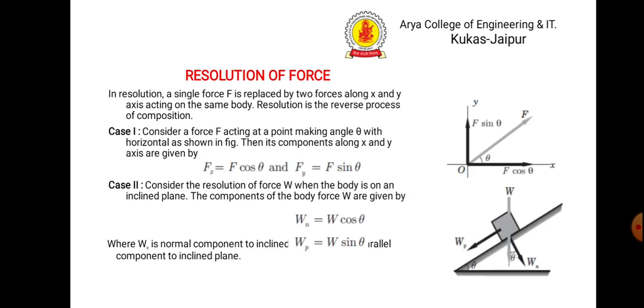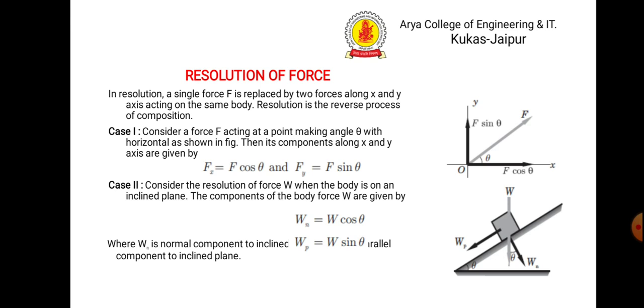Suppose these are two cases. In case number 1, the force F is acting at a point, and these are along the x and y directions. Then F is making an angle theta with the x direction, so the component is F cos theta, and the other one, along y, is F sin theta. These are Fx and Fy.